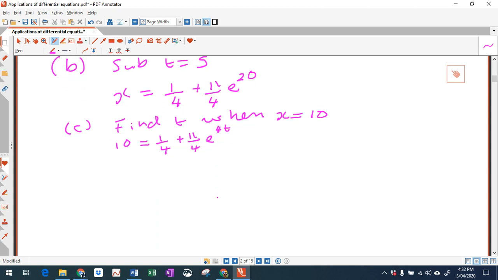Now let's get rid of those fractions. Times everything by 4. You'll get 40 equal to 1 plus 11e^(4t). And then that'll be 39 equals 11e^(4t), and 39 on 11 equals e^(4t).